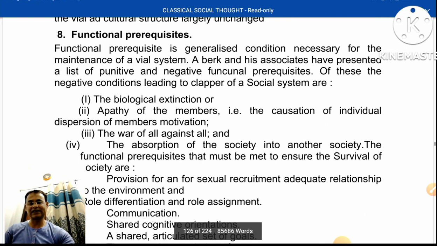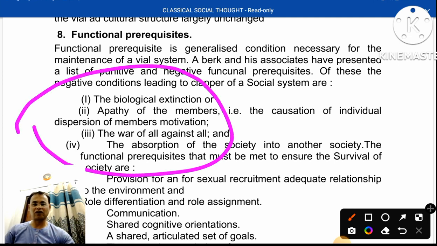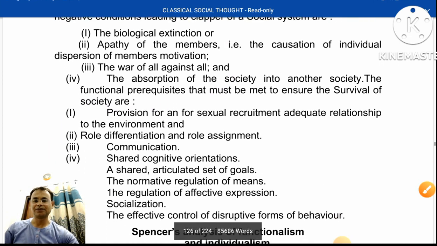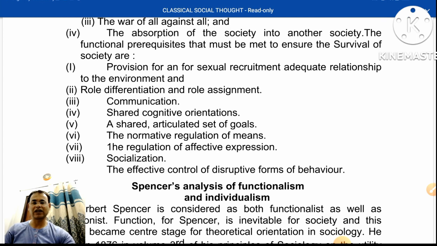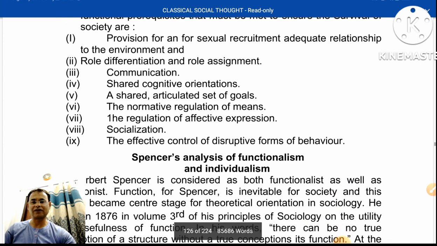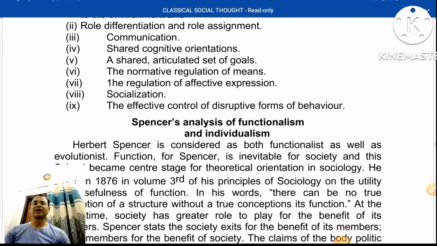The biological extinction, apathy of the members, the war of all against all, the absorption of the society into another society, provision for sexual recruitment, adequate relationship, role differentiation and role assignment, communication, shared cognitive orientation, a shared articulated set of goals, normative regulation of means, socialization.